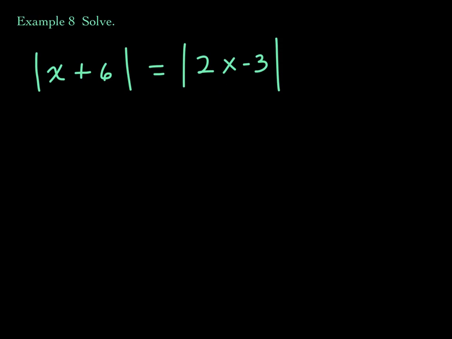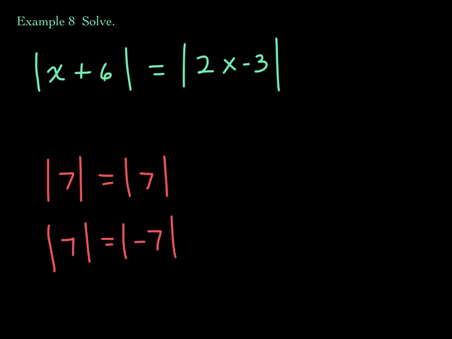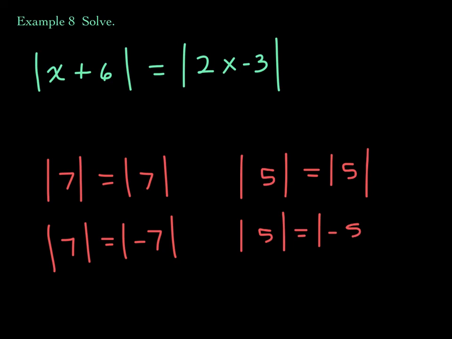Let me give you some examples. The absolute value of 7 is equal to the absolute value of 7, of course, because 7 is equal to 7, right? The expressions within the absolute values are equal. But the absolute value of 7 is also equal to the absolute value of negative 7, isn't it? And this is true because the expressions within the absolute values are opposites, right? And I can give you many examples. The absolute value of 5 is equal to the absolute value of 5. The absolute value of 5 is equal to the absolute value of negative 5. These statements are true because the expressions within the absolute values are the same or they're opposites.